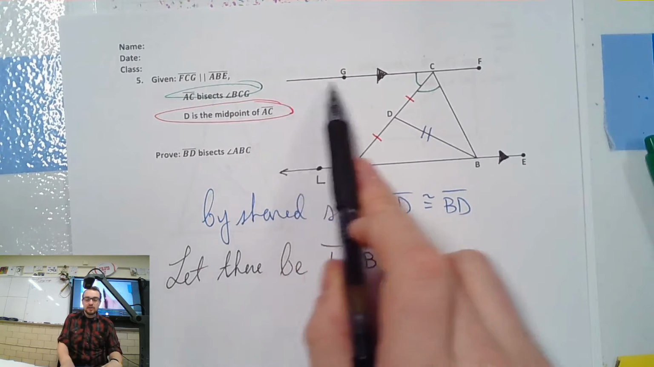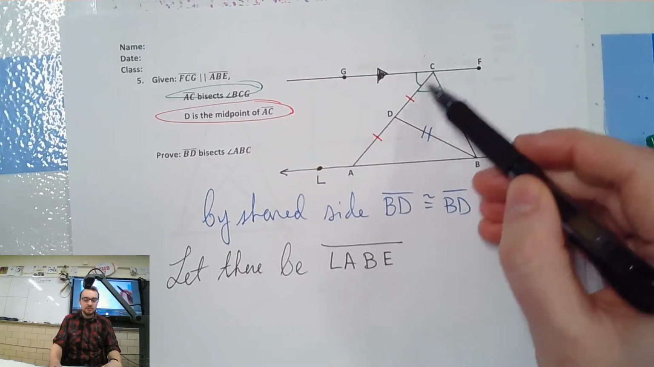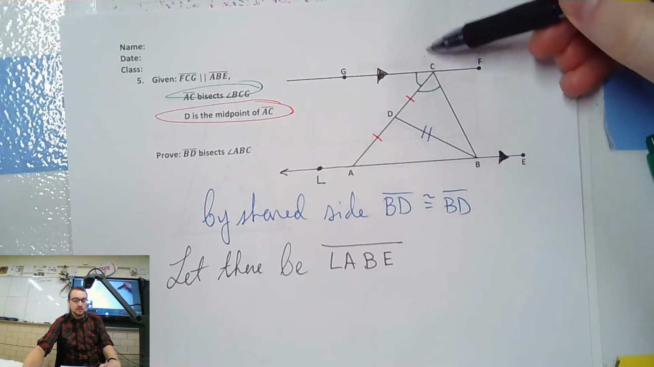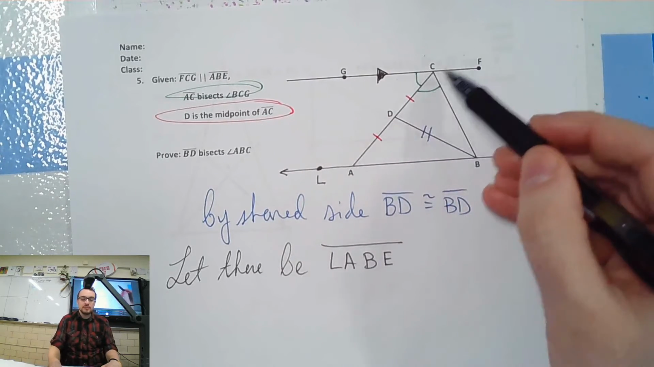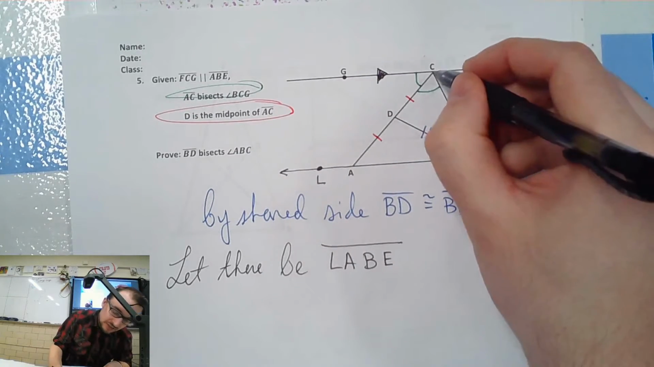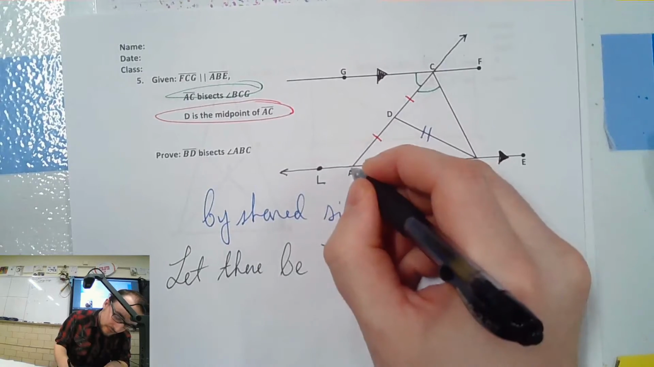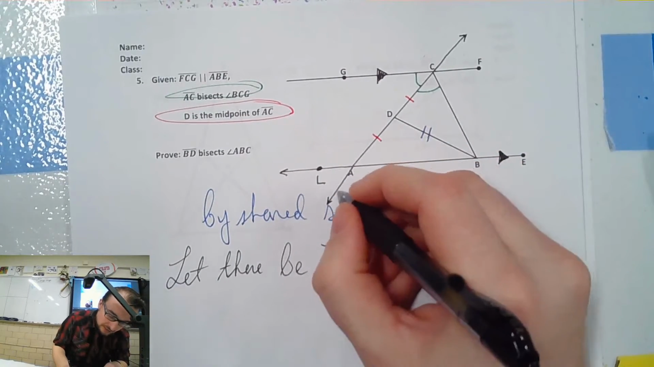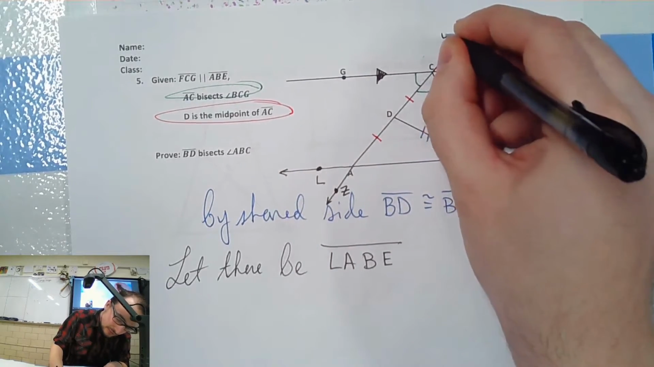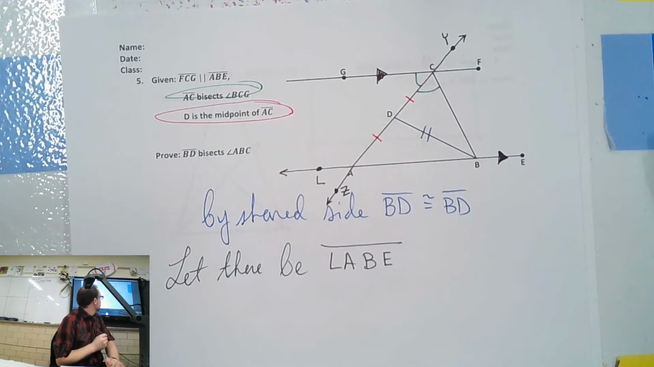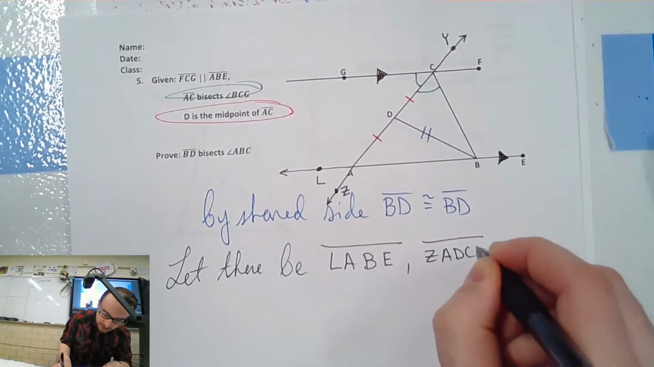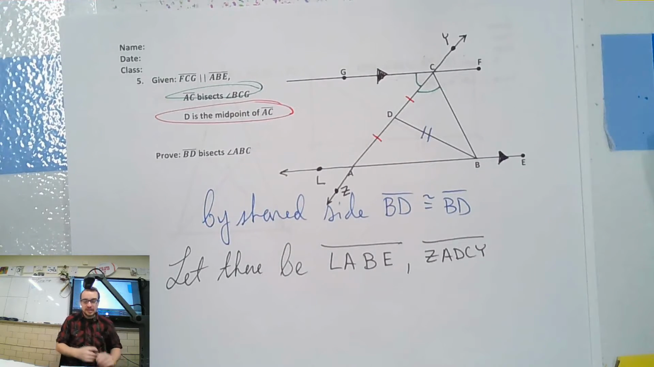So we have two parallels. We have a line that cuts them right here, so that's a transversal. This is also a transversal. I'm going to extend this transversal because that's the one that has both my angles in it. This one only has one of them. So I'm going to extend this. I need some letters for that. Let's do Z and Y. So I'm going to say let there be that, and let there be ZADCY. That's it.